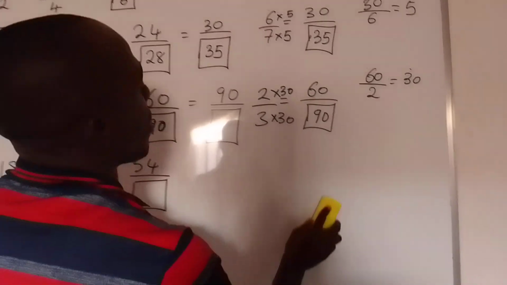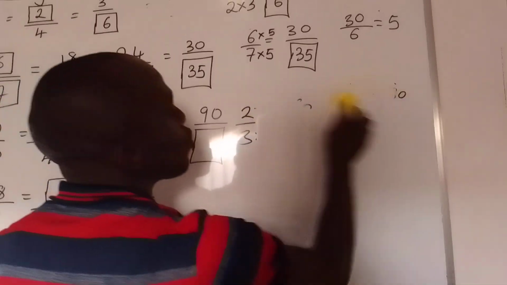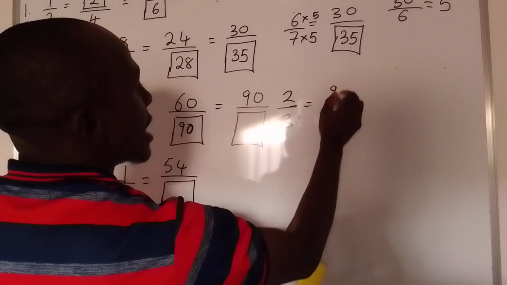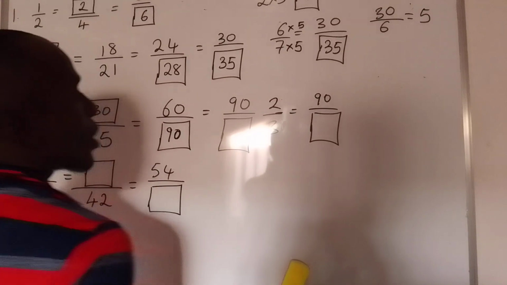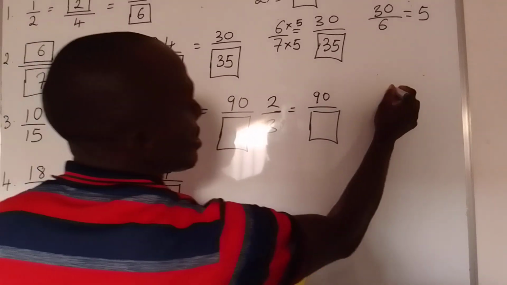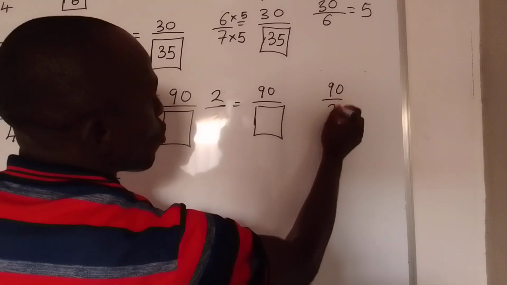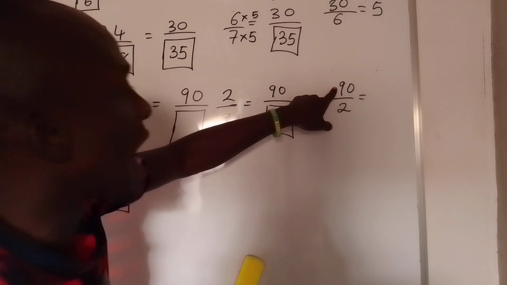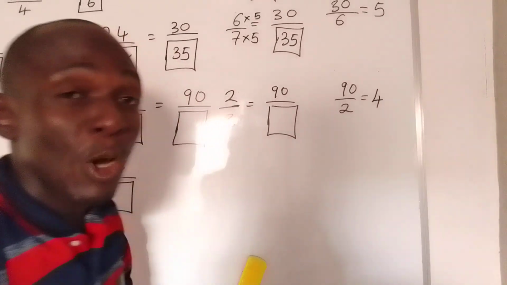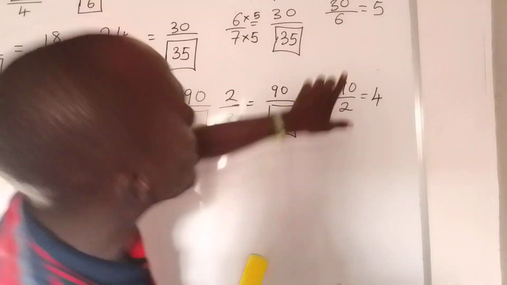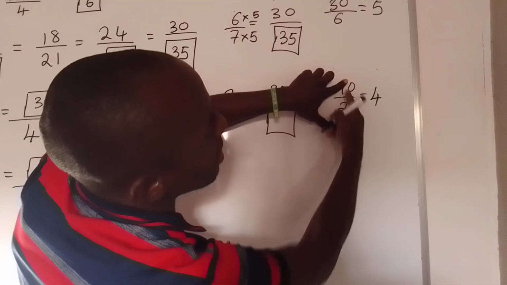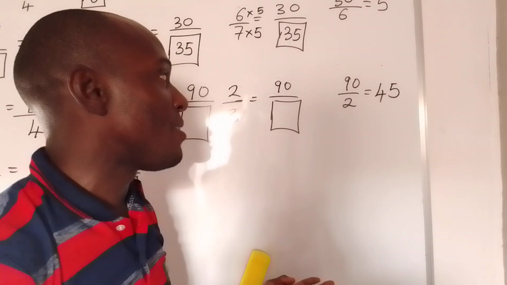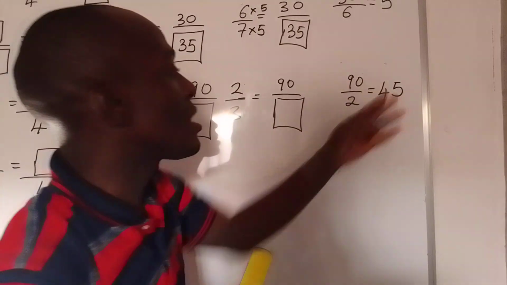So let's get the last missing number. Using the same 2 over 3 all the time, 2 over 3 is equal to 90 over box. Pick the big number, which is 90, divide by this 2. How many times will 2 go into 9? It will go 4 times, but there will be remainder 1. What do we do with the remainder? Place it behind this 0. It becomes 10. 2 into 10 is 5. That's the way a child can always divide without counting. So 2 into 90 is 45.